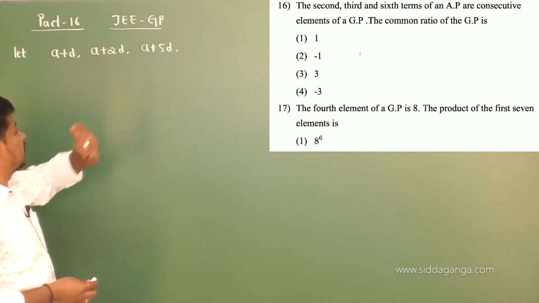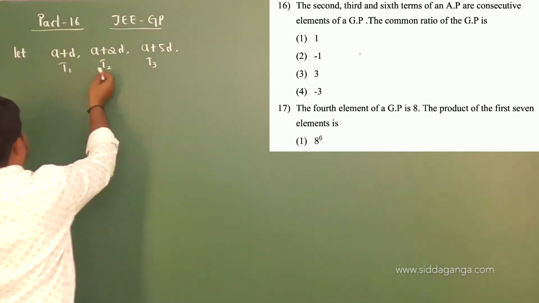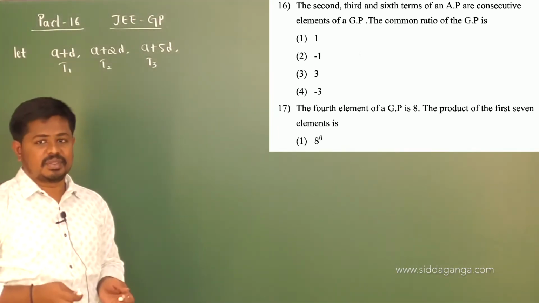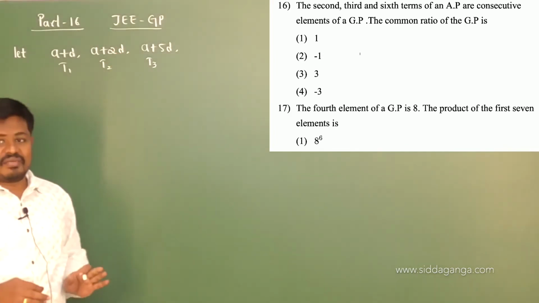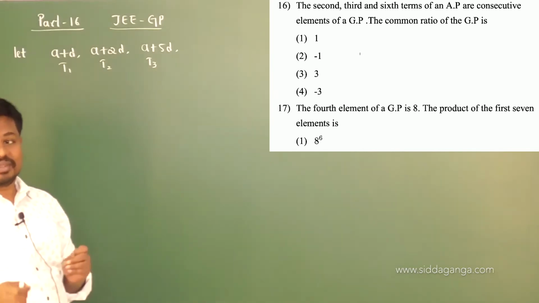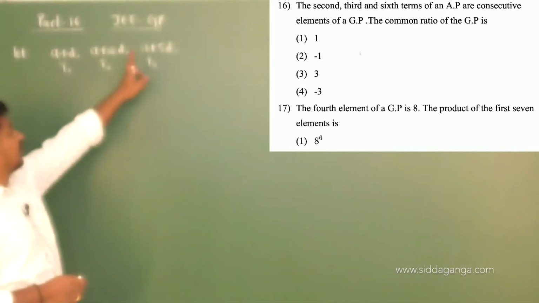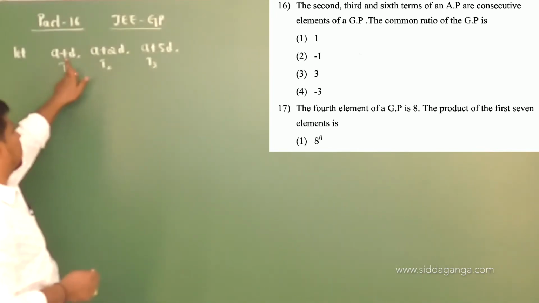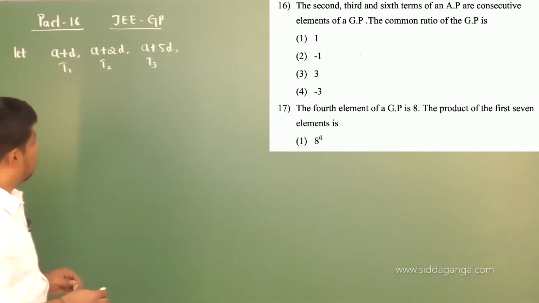So these three terms, let me take this one as T1, this is T2 and this is T3. Now T1, T2, T3 are in GP. So what should be the common ratio? That's the question, I am going to give options. Hope you got the question. So these three terms of an AP, the second, third and sixth terms, are consecutive elements of a GP, I mean A plus D, A plus 2D, A plus 5D. Then what is the common ratio among the given options?